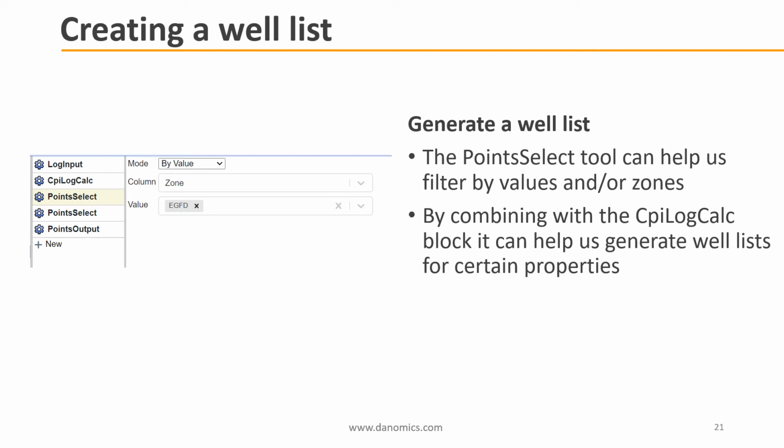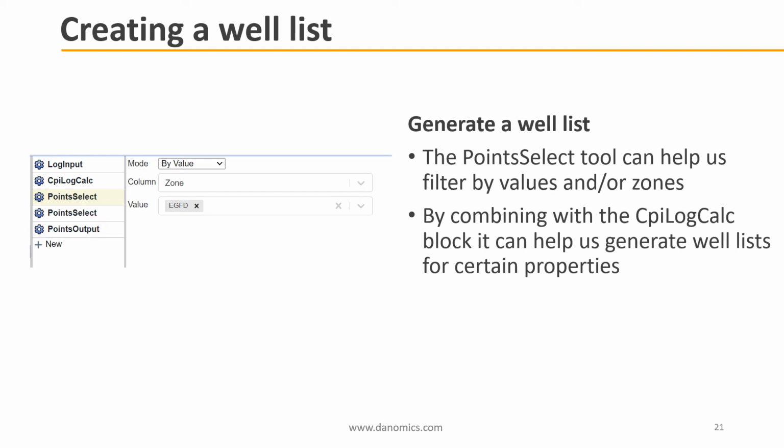So to do this, to generate a well list, essentially we'll use our CPI file. So we'll start with our log input, where we'll bring the log data into the flow. Then we'll use a CPI log calc, where we will select a property. So maybe we select a property like our hydrocarbon pore volume. And then we'll do a point select where we can filter by zone. Another point select where we can say, all right, let's only work on this property if it is not null. And then we'll output points.